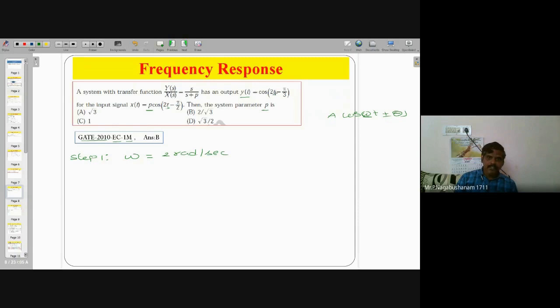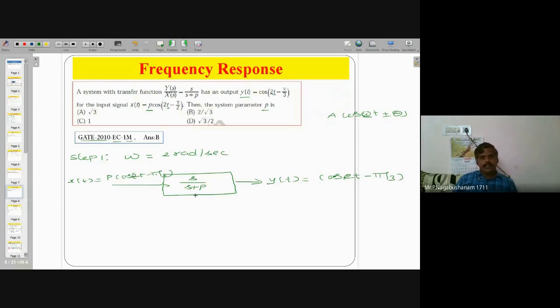This is the output, with frequency 2. It is the input, with frequency 2. Let me draw the given data in terms of a system. The given transfer function is S by S plus P. They gave the output y of t as cos 2t minus pi by 3. Because it is the first time I'm solving, I have to write it step by step. If you are thorough, you can skip some steps. They gave the input as x of t equal to P cos 2t minus pi by 3. Pi by 3 means 60 degrees.